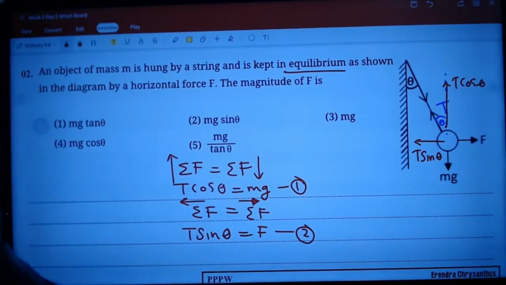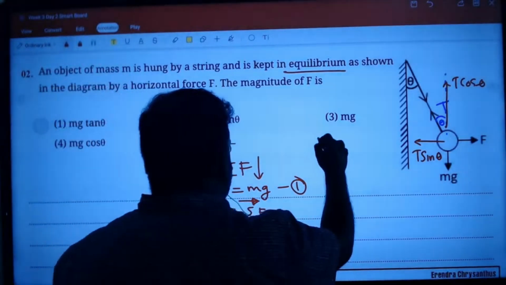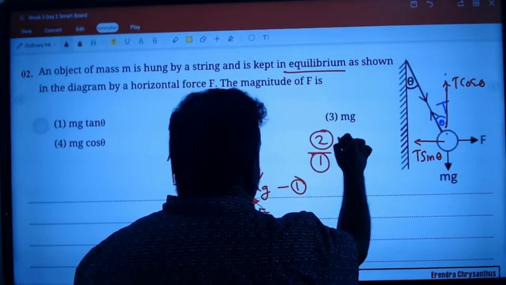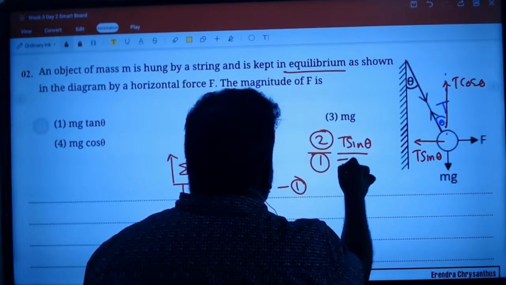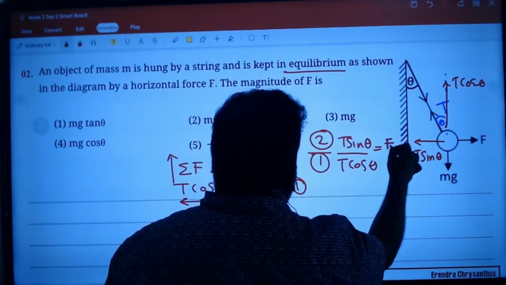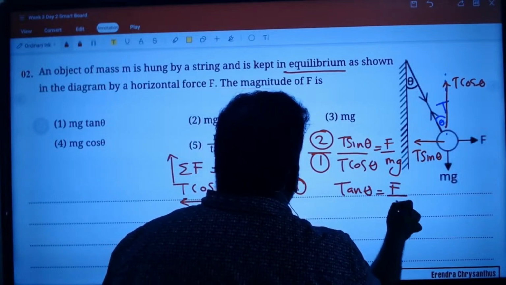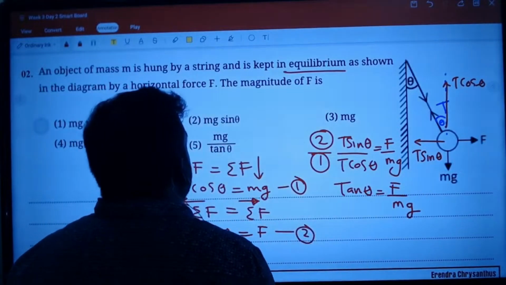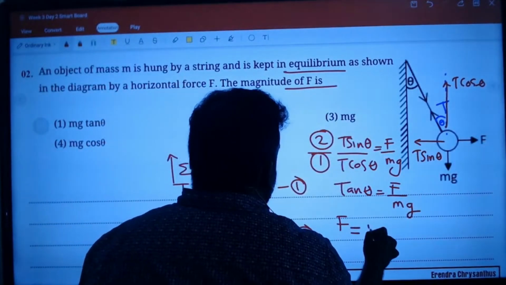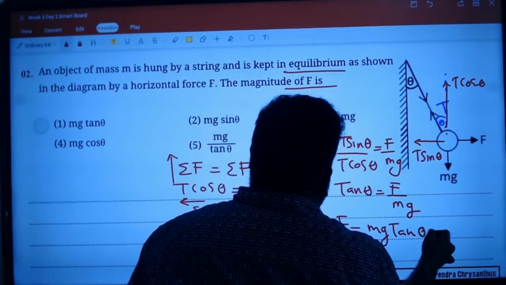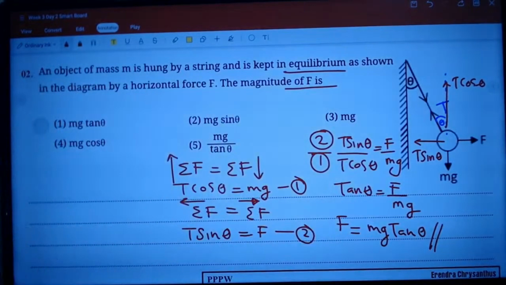Divide the second equation by the first equation. T sin theta divided by T cos theta is equal to F over mg. T cancels off. Tan theta is equal to F divided by mg. They are asking what's the force F. So F is equal to mg tan theta. This means your correct answer is answer number 1.